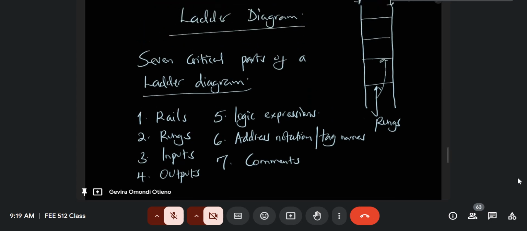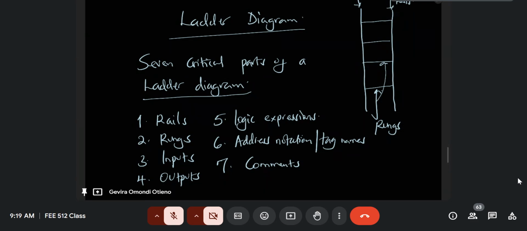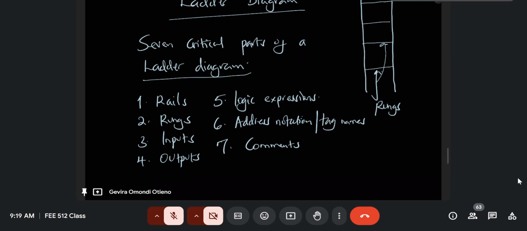Because this is software, every symbol stands for either an input or an output. Because they are logic based, they are simply memory locations. They are addressed. The logic is either high or low. That logic needs to be stored in a memory location, and that memory location is only identified by its address.